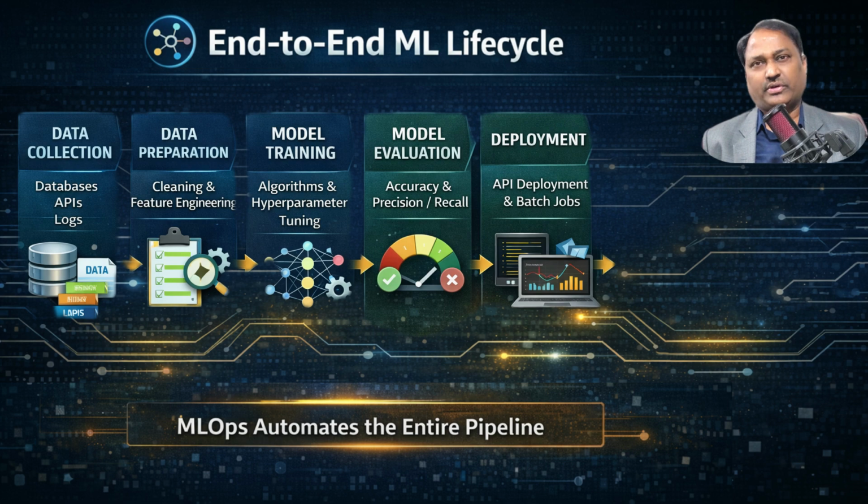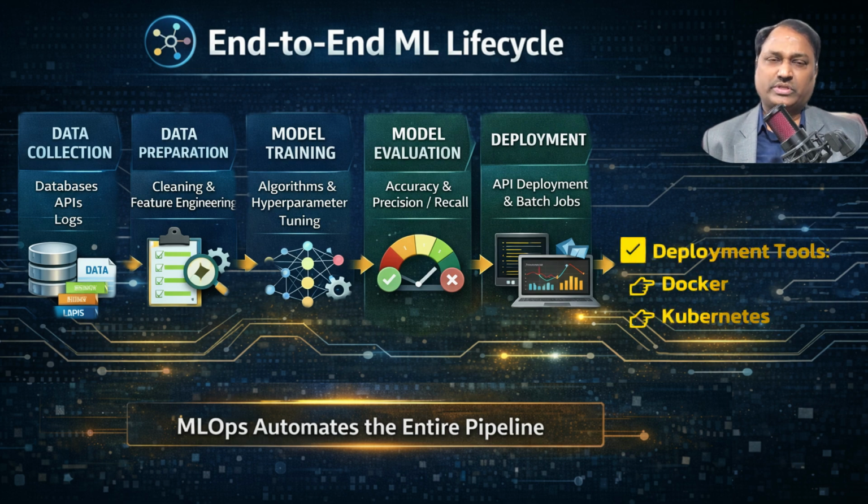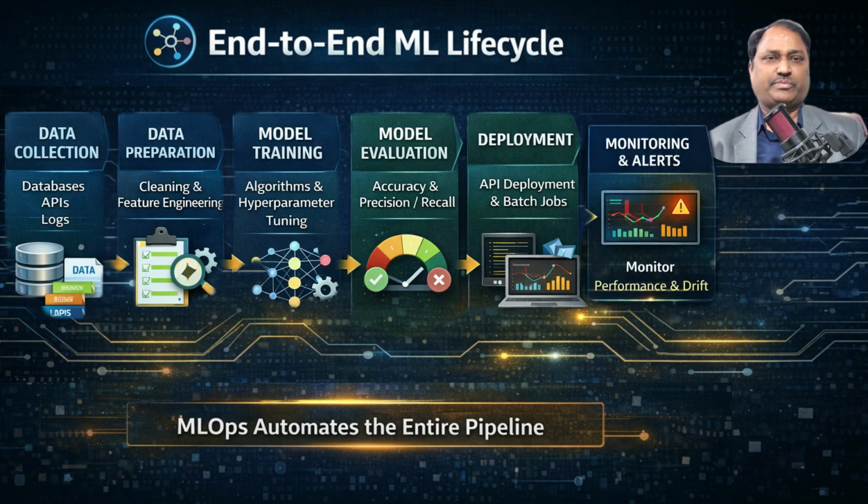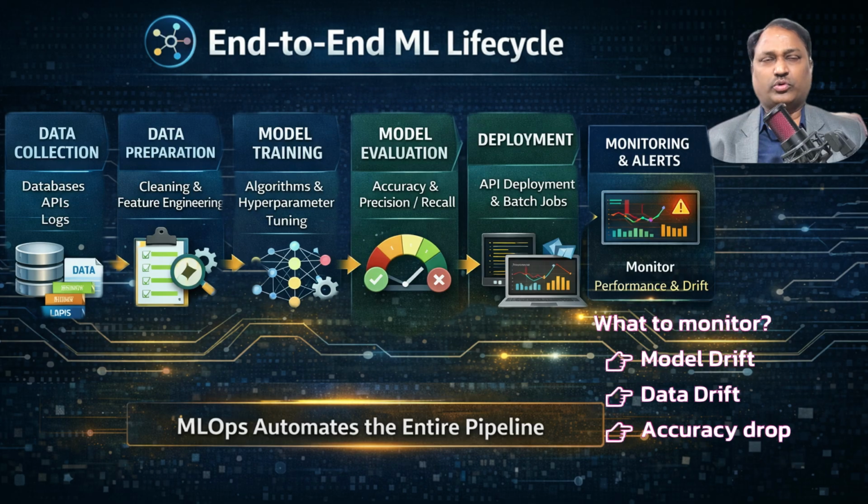Deployment tools are Docker, it packages applications and models into containers for consistent deployment. Kubernetes, it manages and scales containerized applications efficiently in production. Now your model becomes a real product. Step 6 is monitoring. Deployment is not the end, it's the beginning. What to monitor? Model drift.